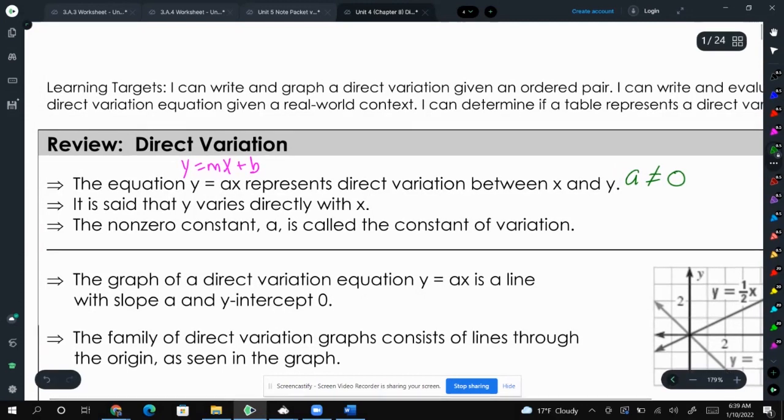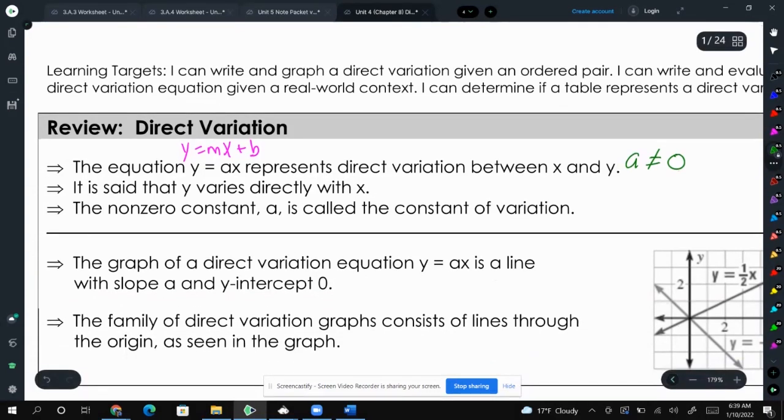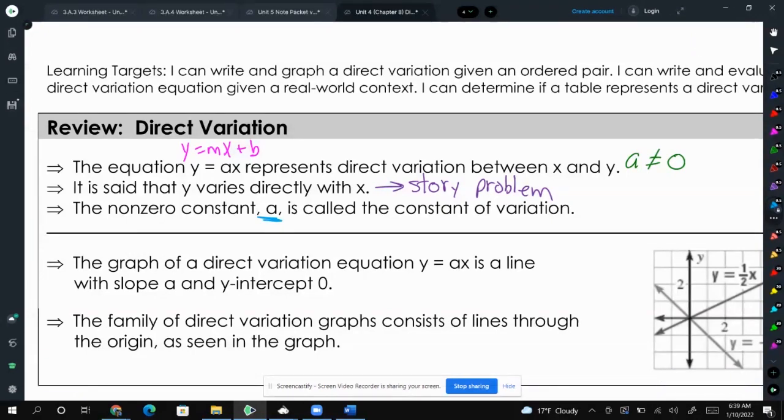So we're going to look at these a lot of the same ways that we looked at linear functions, but we just don't have a y-intercept. So it is said that y varies directly with x. This is what you would see in story problems. And the non-zero constant, that a term, is called the constant of variation.